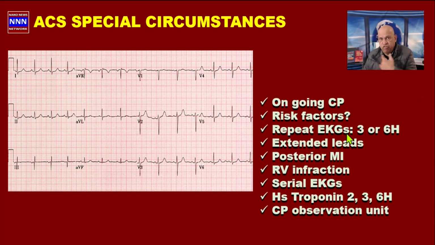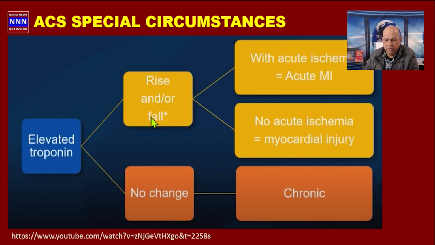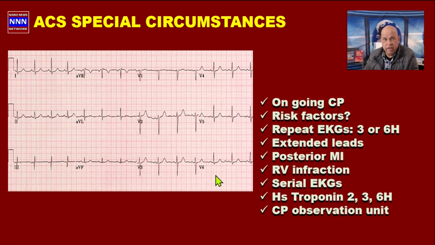Repeat the EKG serially and see if you see any fleeting changes. We need to look at extended leads, like looking for posterior myocardial infarction or right ventricular infarction. And of course, the troponin repeated at 2 hours, 3 hours, and 6 hours. If there is a serial increase in the troponin levels, that is an indicator of myocardial ischemia and injury, and that is something important even if the EKG is normal. Of course, these patients need to be observed in the chest pain unit, and any further testing decided on the lab tests and the other factors we talked about.